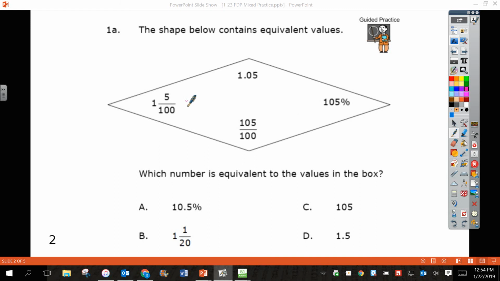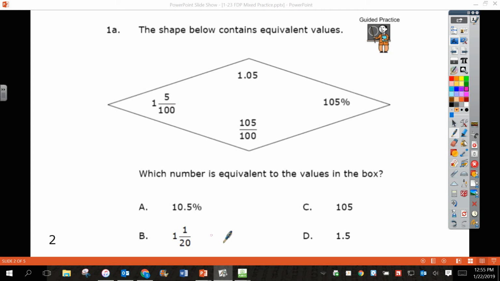So that means this 1 and 5/100ths is equivalent to 1.05, 1 whole and 5 in the hundredths place. And then if I move the decimal over 2 spaces, that gives me 105%. And all percents are out of 100, so that would be 105/100ths. And then if I take this improper fraction and make it into a mixed number, I get 1 and 5/100ths. So all 4 of these values are equivalent.